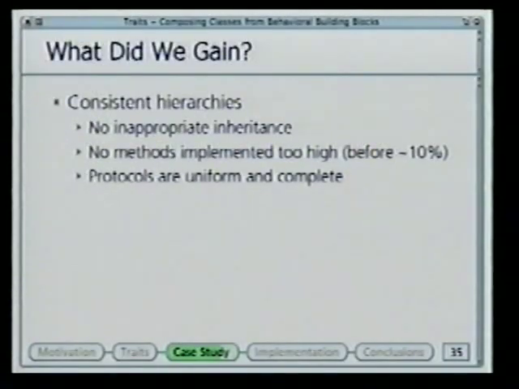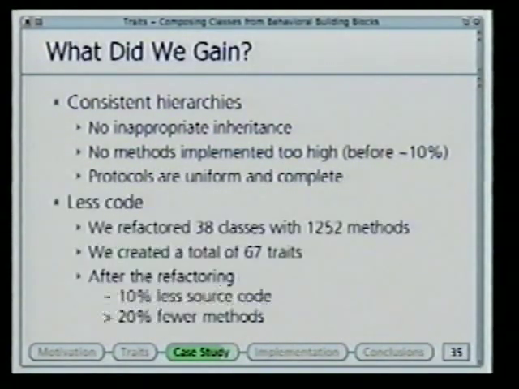So what did we gain with that refactoring? On one hand, we gained consistent hierarchies. So there is no inappropriate inheritance anymore. We do not need to cancel any methods. So there are no methods implemented too high. Before, about 10% of the methods really had to be disabled somewhere. And then the protocols are uniform and complete. So we always have complete protocols, and not just because we didn't want to duplicate code, we just implemented a few enumeration methods here and not the others.